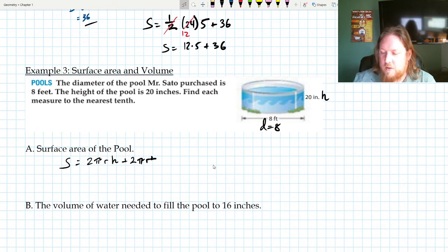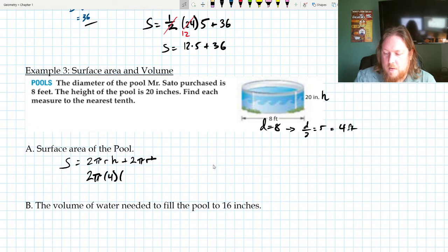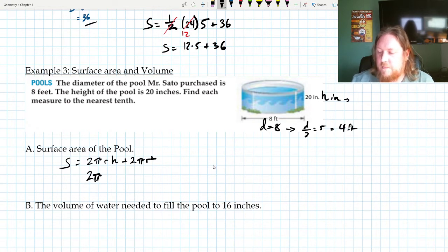Well, we know what the height is. The radius is just half the diameter, which equals 4 feet. And now we've got all the pieces we need. 2 pi times 4 times the, oh, wait a second. This is 4 feet. I should not be multiplying feet by inches. So let's convert the inches into feet.